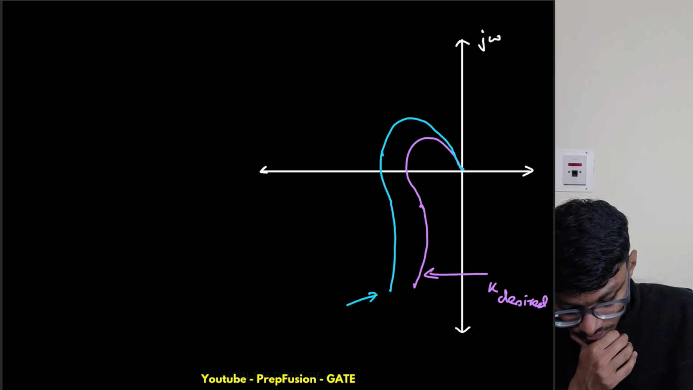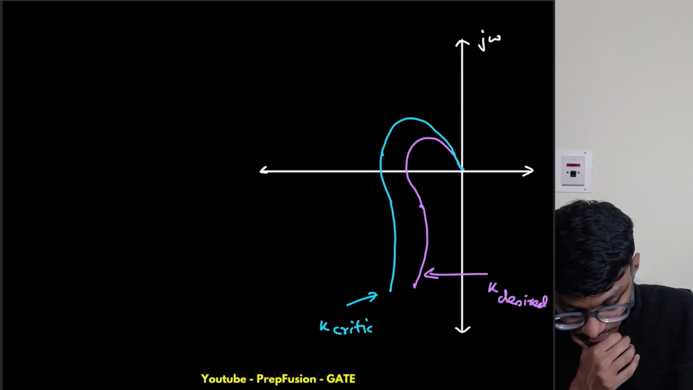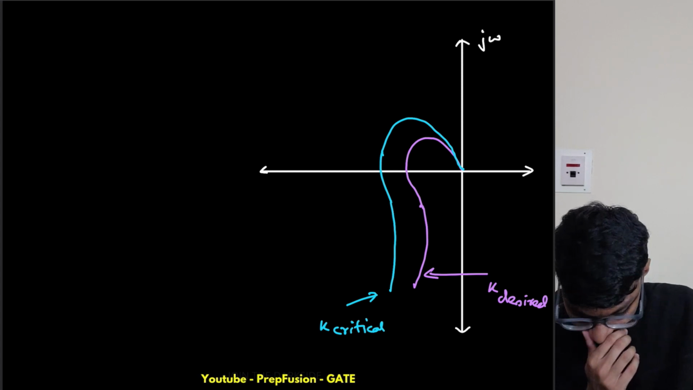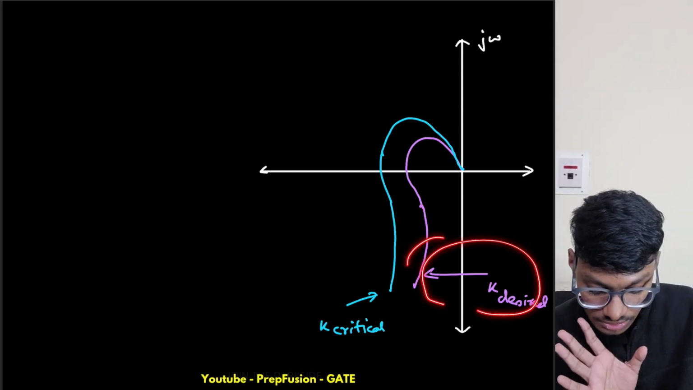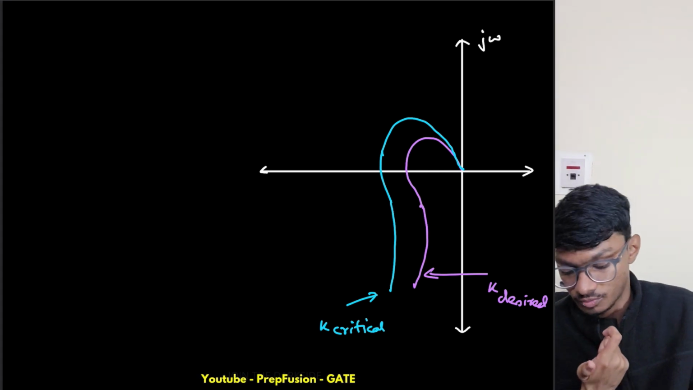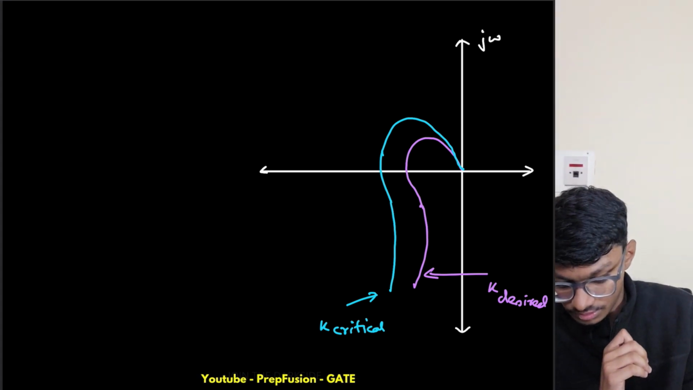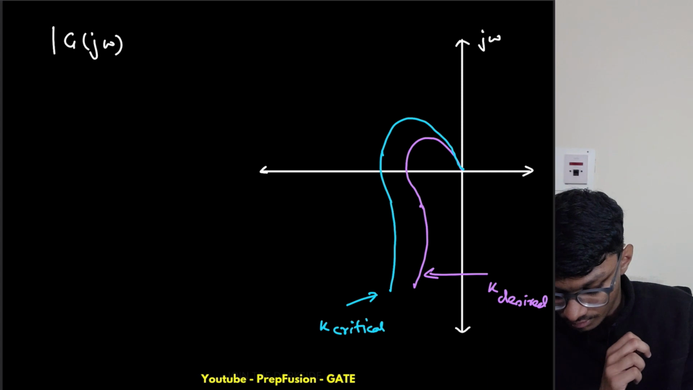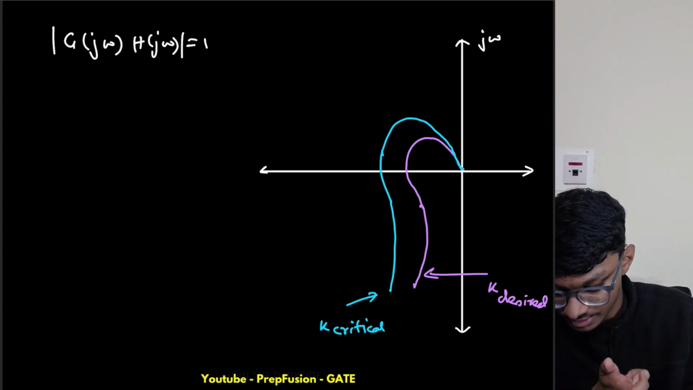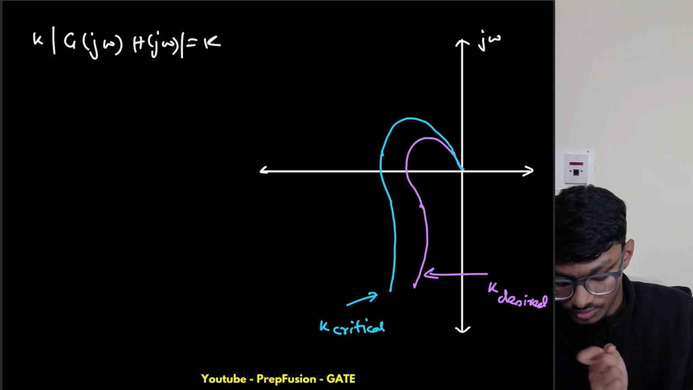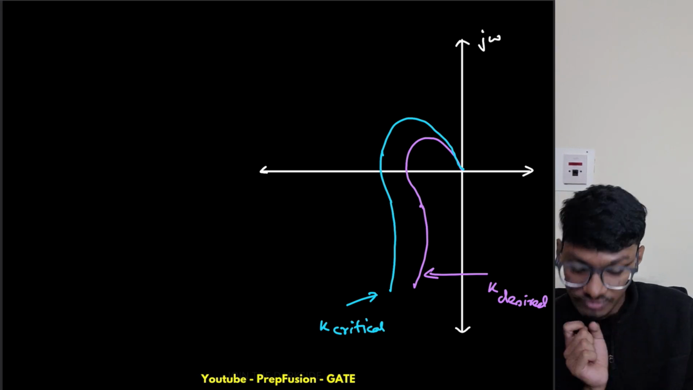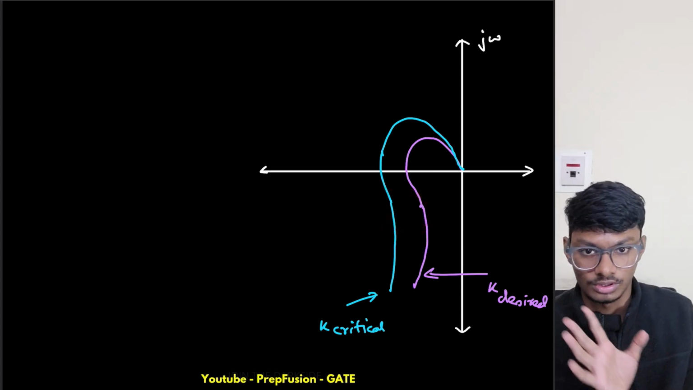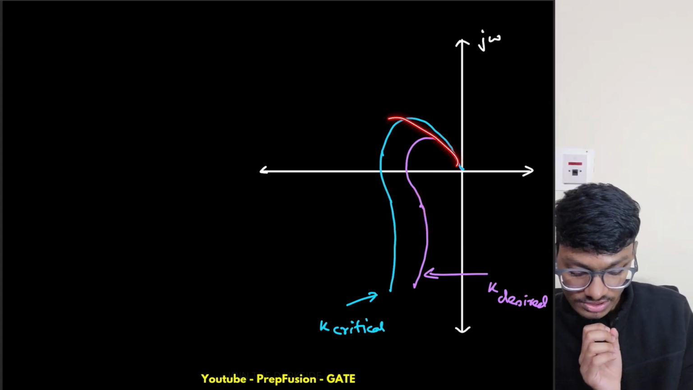So this is k critical. Now what do this k critical and k desired mean? What happens if I just multiply this whole thing? This is the point, the gain at which this is operating. Let's say my gain of G(jω)H(jω) is 1 itself. I just multiply k with this, and this will become k, right? So k is the varying parameter which is varying the gain.